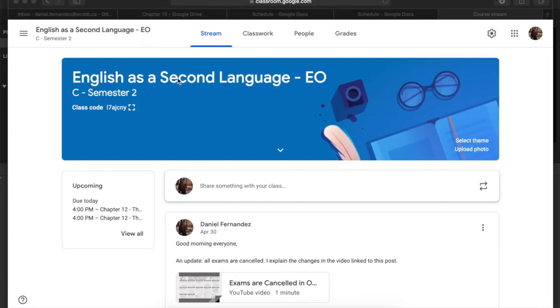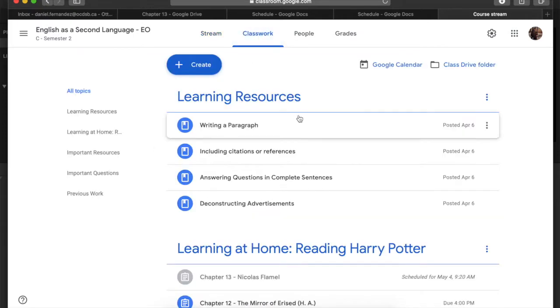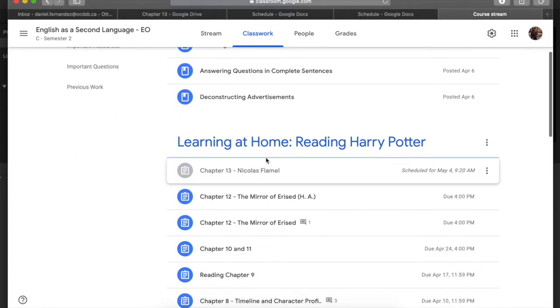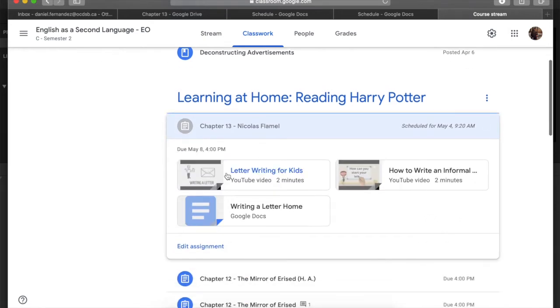Classroom, the opening page. And don't forget over in this side here, where you see the upcoming, you can see the due dates, so you have things that are due. But let's head over to classwork. And so we have the learning resources if you need information there. And the first one here, chapter 13, Nicholas Flamel, we will click that. Now, you will have the instruction video that you are currently watching.